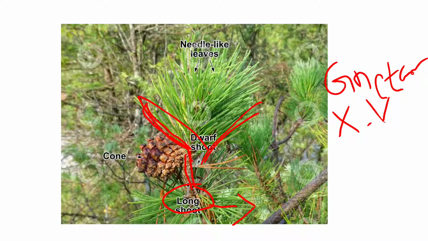xylem vessels are present. And if you consider the phloem, companion cells are absent. Companion cells are absent in phloem elements. All other phloem elements are present. In case of xylem, vessels are absent, and in case of phloem, companion cells are absent in all the gymnosperms except Gnetum. In Gnetum, both of these are present. So it is regarded as a highly advanced gymnosperm.